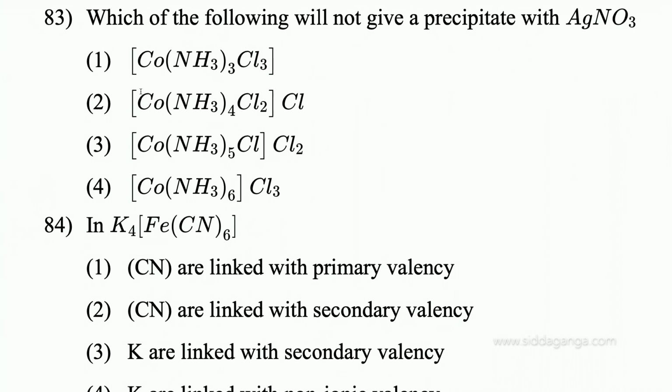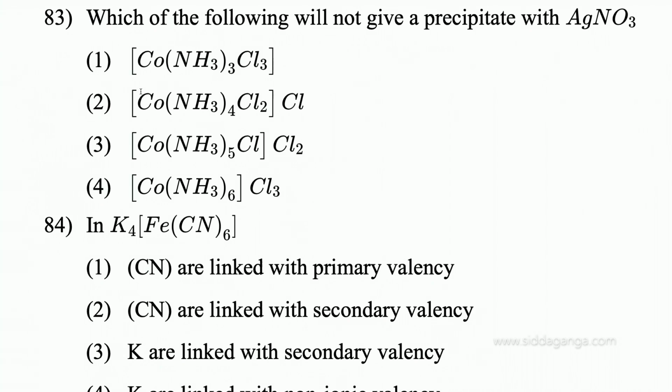The second one will definitely give a precipitate with chlorine. The third one will also give, the fourth one will also give. The second will give 1 mole of AgCl, the third will give 2 moles, the fourth will give 3 moles. The first option will not give any, because all the chlorines are in the coordination sphere.